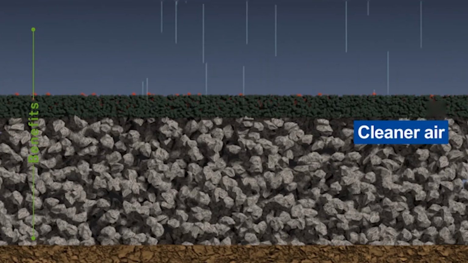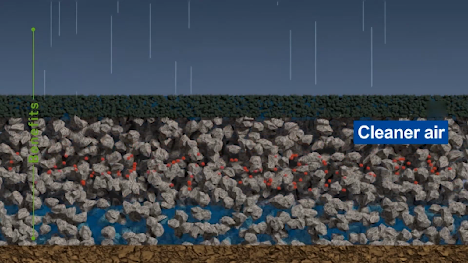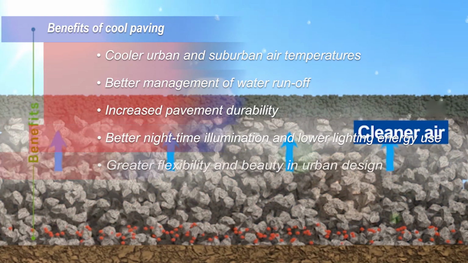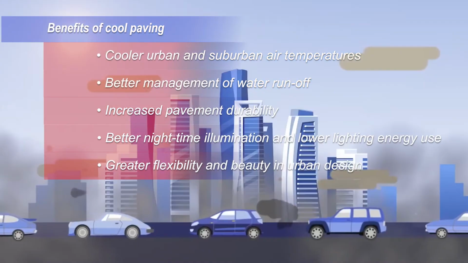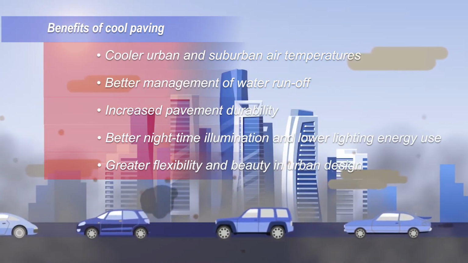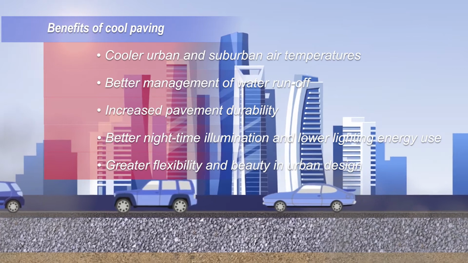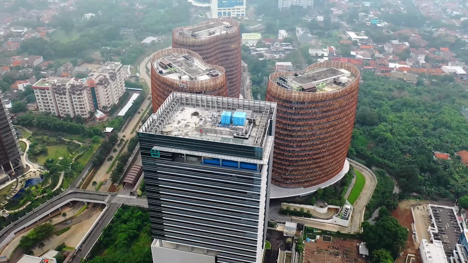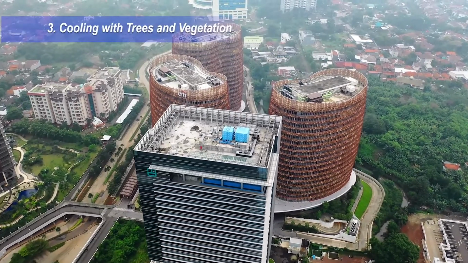The use of cool paving materials is to cool the air in urban and suburban areas. But there are other significant benefits of cool paving that may be reaped, including better management of water runoff, increased pavement durability, less need for nighttime lighting, less traffic noise, and the potential for more creative urban design. Now let's discuss the most commonly used strategy around the world, cooling with trees and vegetation.